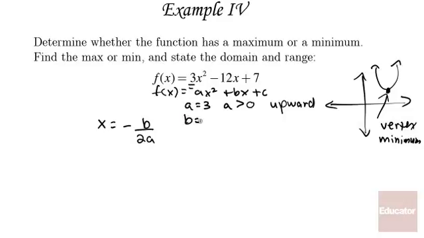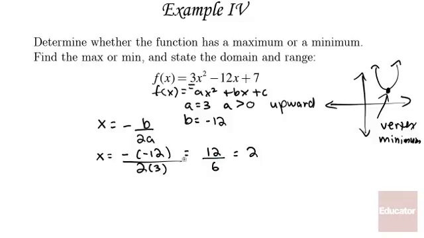I know what a is. b is negative 12. So just figuring that out, that's negative times negative 12 over 2 times a, which is 3. That's going to give me a negative, and a negative times a negative is a positive 12 divided by 2 times 3, which is 6. So this is going to give me 12 divided by 6. That's 2. Okay, so the coordinate for the minimum, the x-coordinate, is 2.